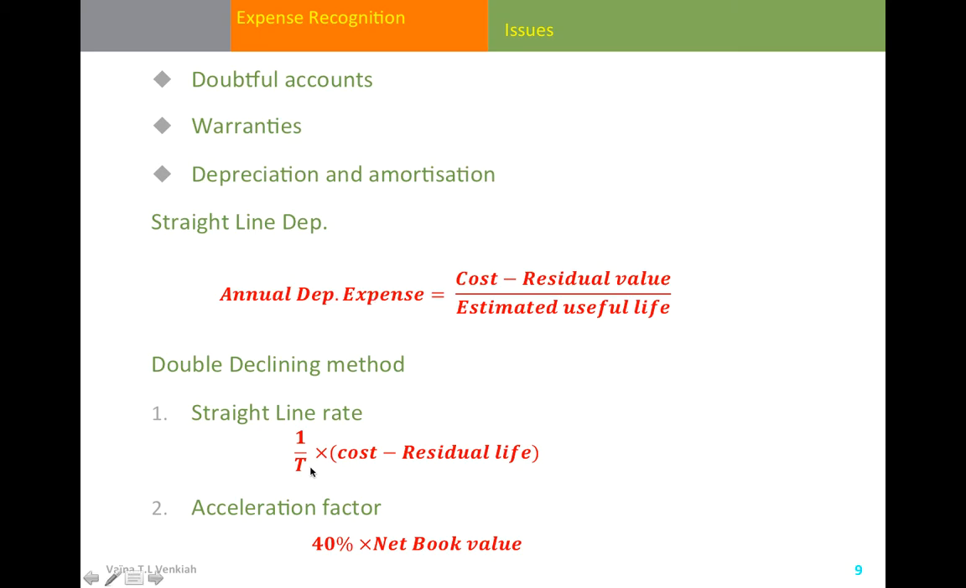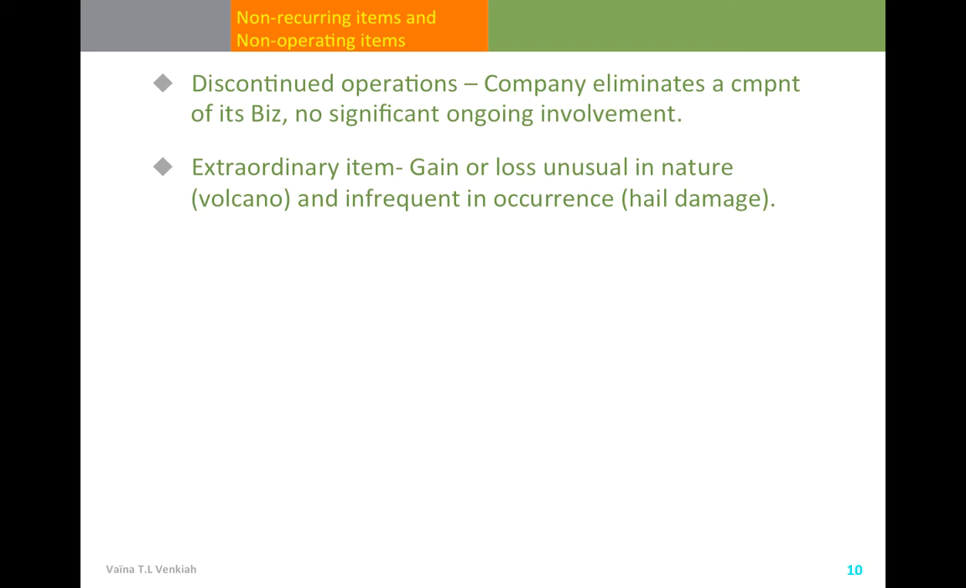So here I've taken, acceleration factor is always 2 times 1 upon t. So here I'm taking a 5-year useful life, so that I double decline it, 2 times 1 upon 5, which will get to 40%, and you need to multiply it by the net book value. We can do some examples in another video, not in this one, to look at these.